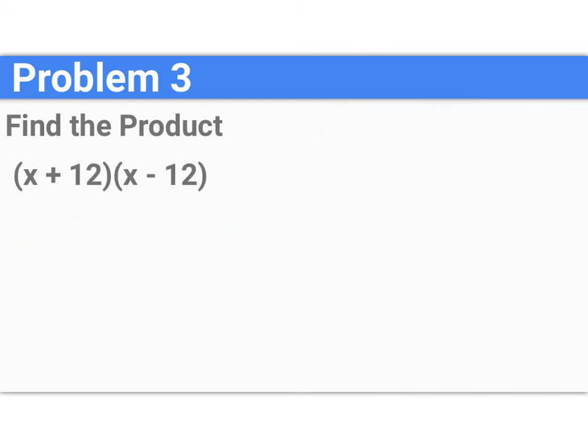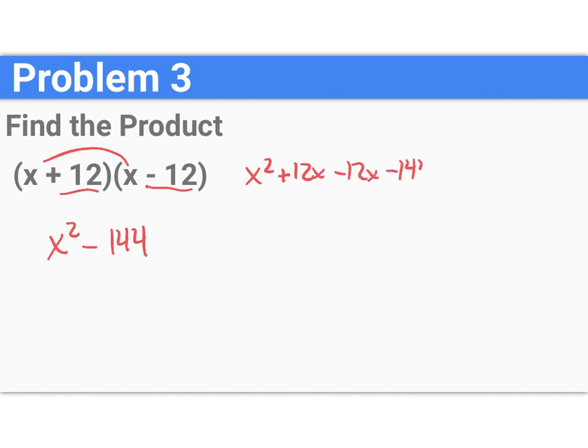Okay, so let's look at the difference of squares. If you have a plus and a minus, you know that they will cancel out. So a shortcut, you just square the first term and square the last term. If you know that 12 squared is 144, it'll be easy. But if you need the other way, it'll be x squared plus 12x minus 12x minus 144. And these cancel out, and you're left with x squared minus 144.